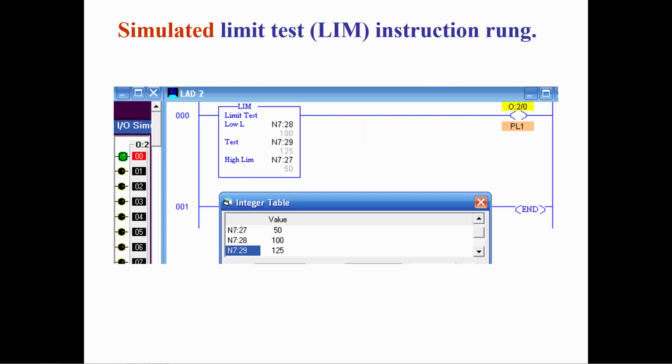In the simulation, the low limit is 100 and the high limit is 50. N7:29 is the address of the test value. Changing the value of N7:29 will change the state of the LIM instruction and the output PL1.